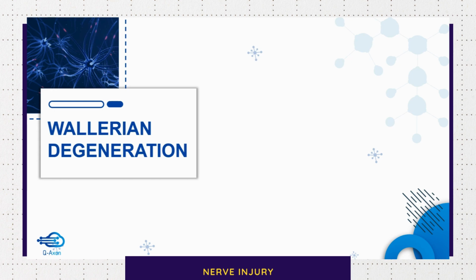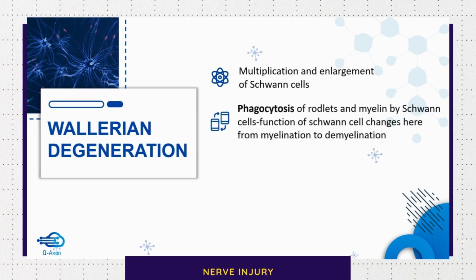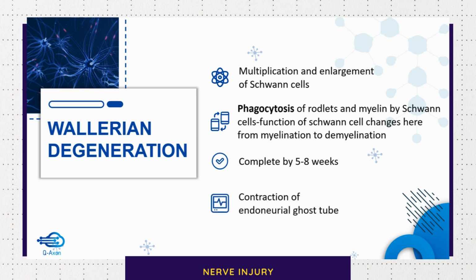So what happens next? The Schwann cells multiply and enlarge. Why? Because they have to phagocytize the axon rodlets and the myelin. Now, this whole process of Wallerian degeneration takes about 5 to 8 weeks.